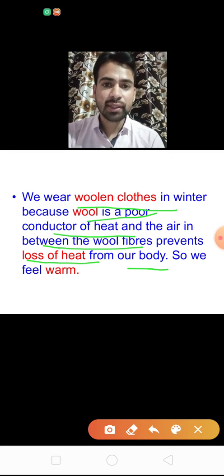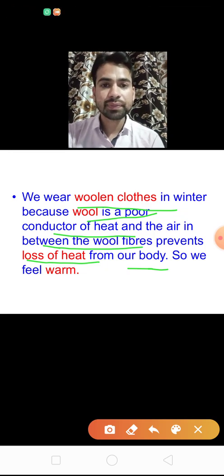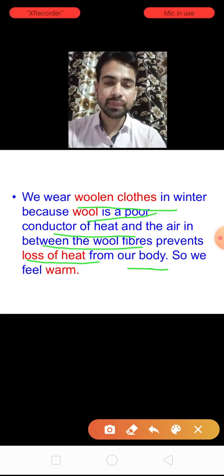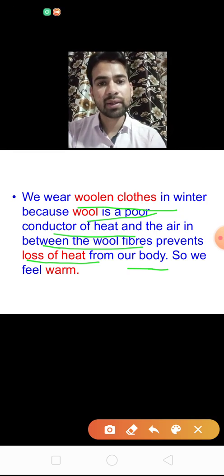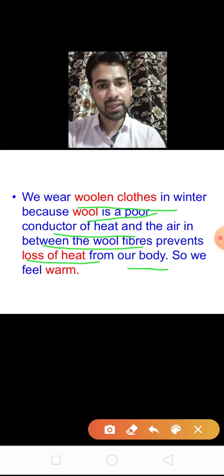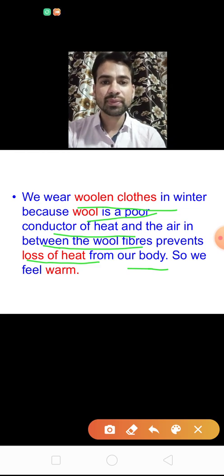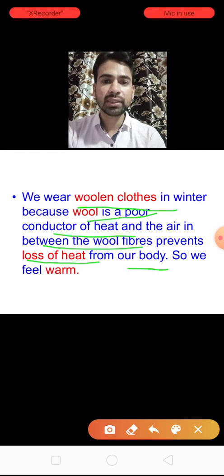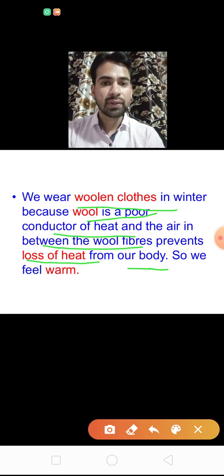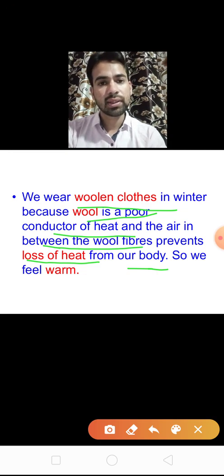So children, in this chapter we have discussed temperature, heat, thermometer, clinical thermometer, laboratory thermometer, and three methods of transfer of heat. First, conduction. Second, convection. Third, radiation. And also we have discussed the four important terms. First, conductors. Second, insulator. Third, sea breeze.